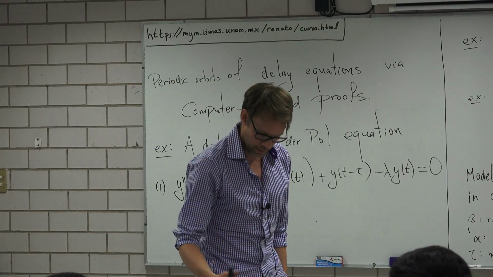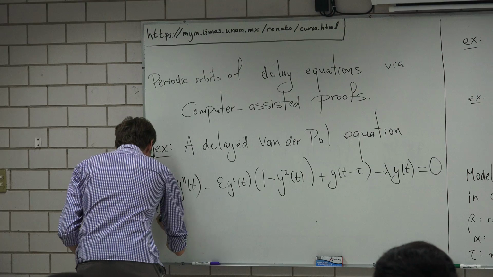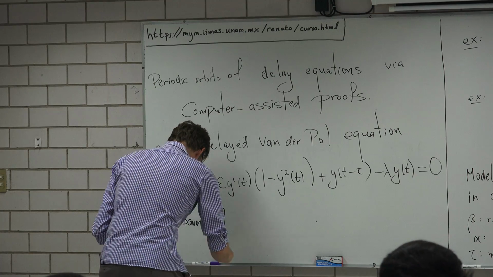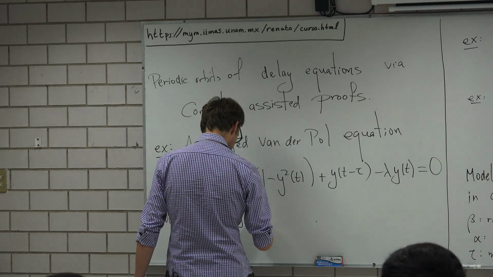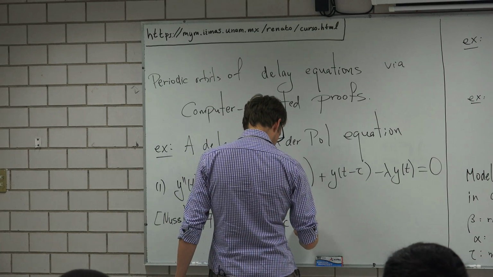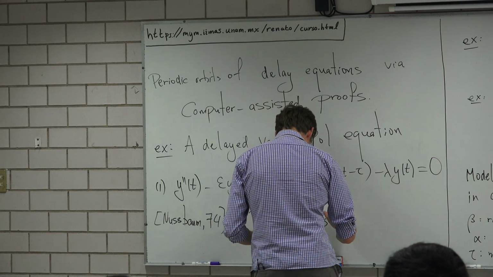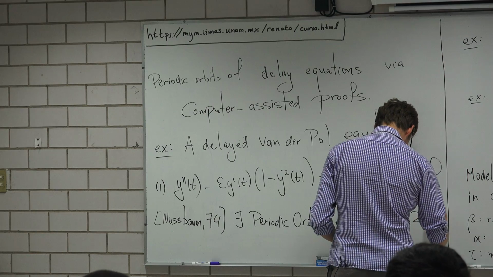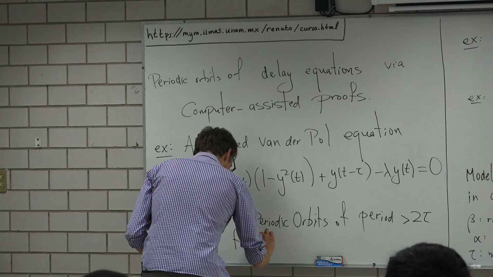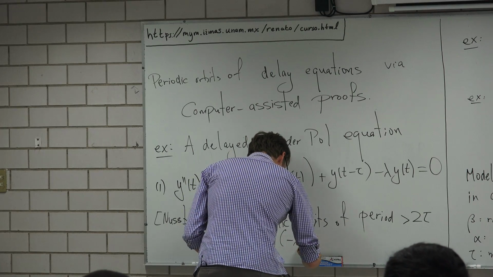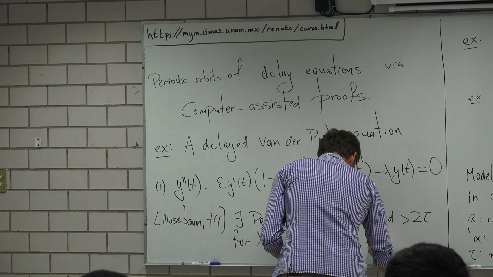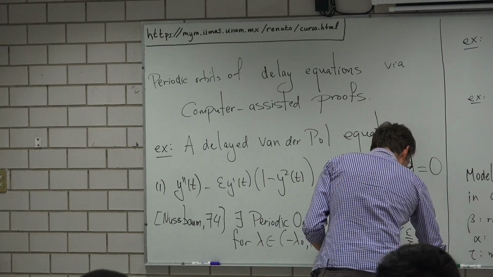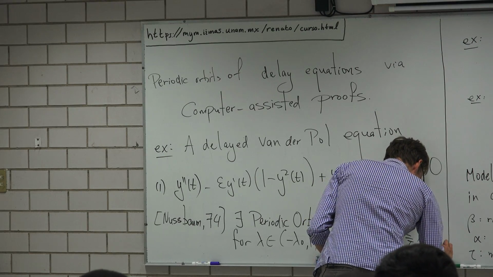And what Nussbaum did in 1974 is the following. Nussbaum, in 74, showed that there exist periodic orbits of period greater than 2 tau for lambda between minus lambda 0 and 1, where lambda 0 is the min between epsilon divided by tau and 2 divided by tau squared.